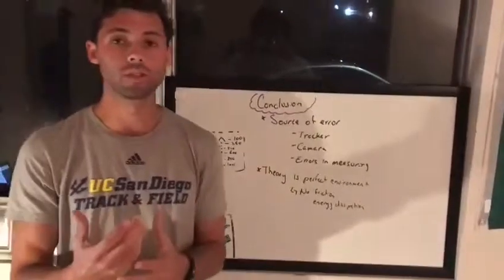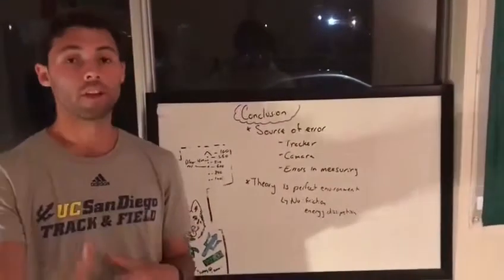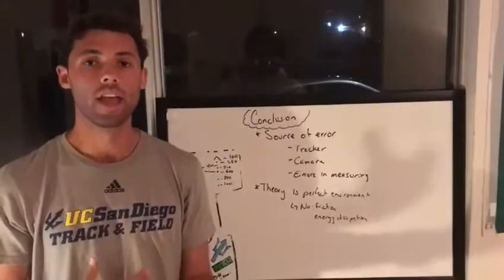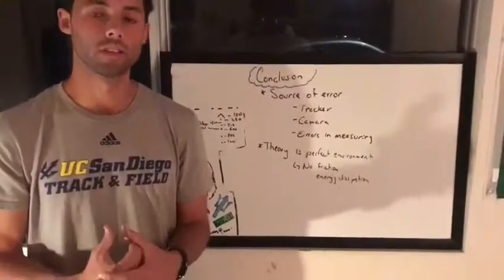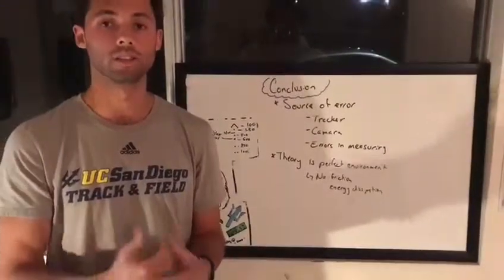Also, the theory we used considers a perfect environment, meaning that it doesn't consider any friction, any energy dissipation, any air drag, etc. So those could have been the factors that altered our final velocities and the angles we got.